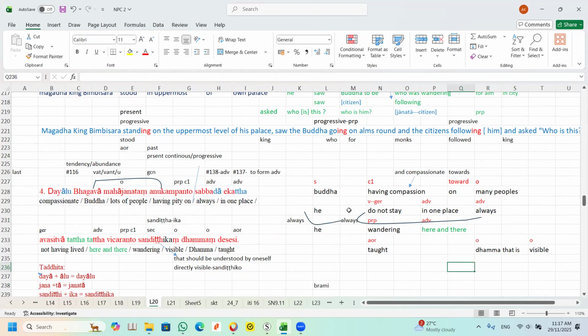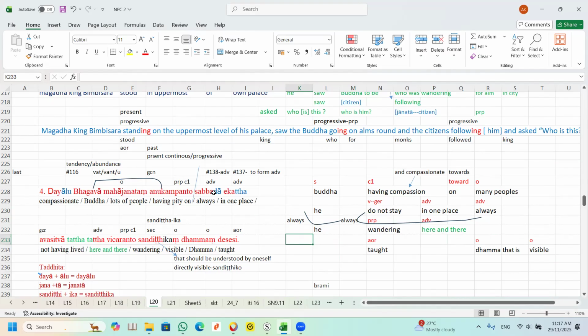This "always" can be put here and here, right? Or you can say he always does not stay in one place. Or he does not stay in one place always. If you think that always can be placed here, it's up to you. In English, sometimes I also don't know if my English is broken or not. So the way I put always indicates that this word can be positioned in a different place. It's up to you.